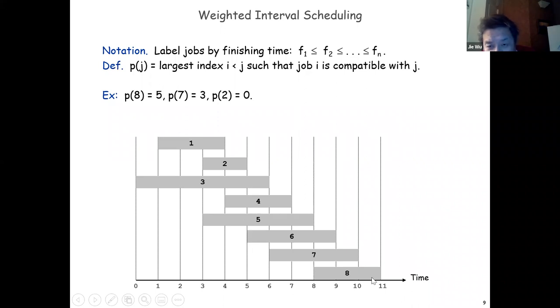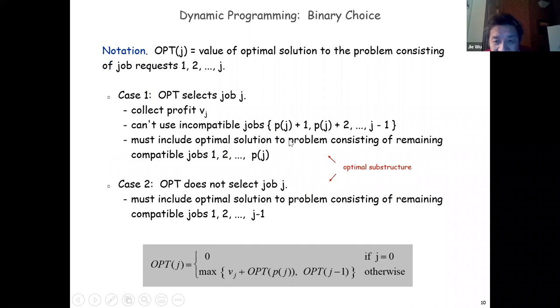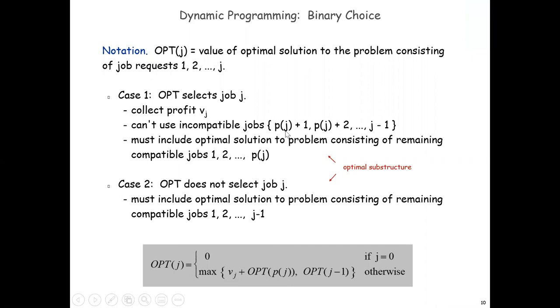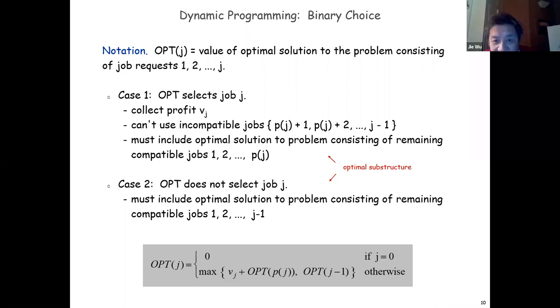This is very intuitive. Suppose you had 8. Suppose you select 8, then 7 cannot be selected, 6 cannot be selected. So that's the meaning. Remember this PJ: if P8 is 5, it means 5 is the largest index compatible. So after 5, jobs 6 and 7 should be removed and not considered, because once you select J, there is no way you can select these. These are the incompatible ones, which means they are in conflict. Why does it say plus one and plus two? This is the location of the compatible one, so the first incompatible one is 6, then 7.